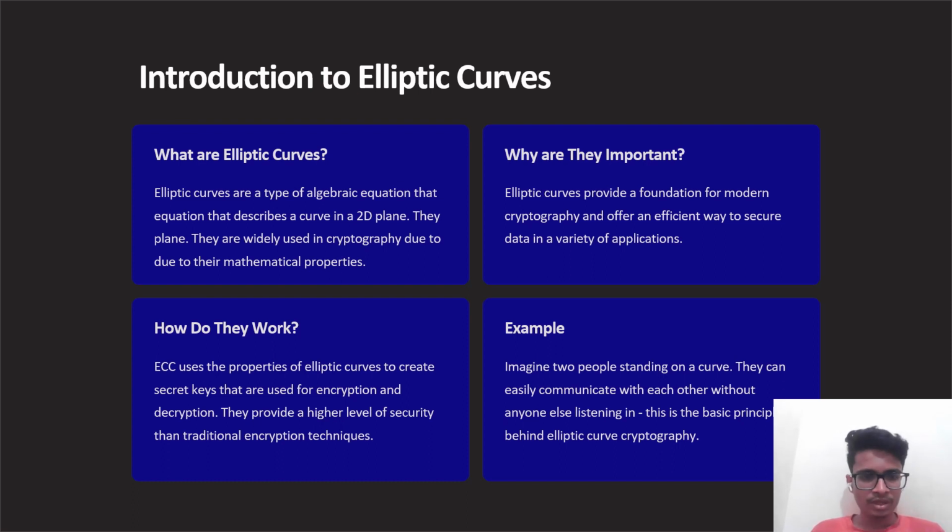So how do they work? ECC, elliptic curve cryptography, uses the properties of elliptic curves to create secret keys that are used for encryption and decryption. They provide a higher level of security than traditional encryption techniques. This use of secret keys will provide a higher level of security compared to traditional encryption techniques.